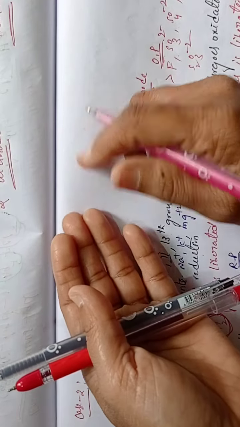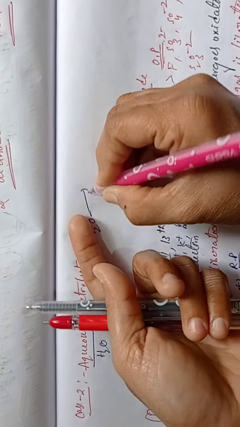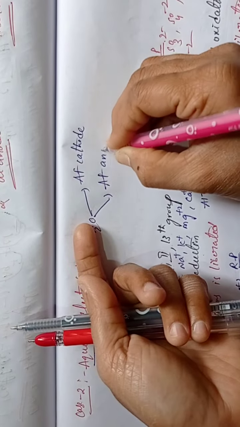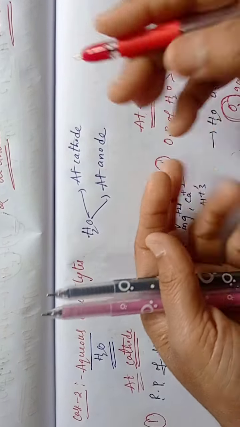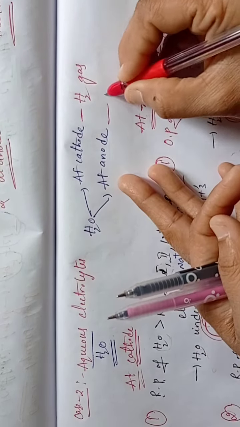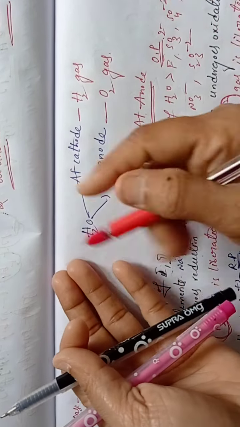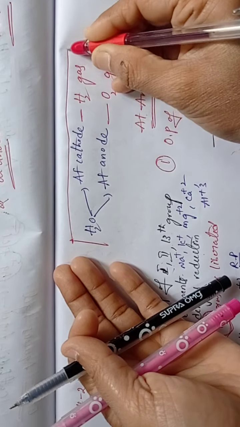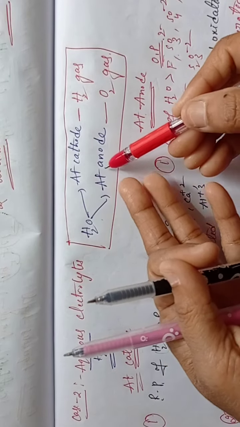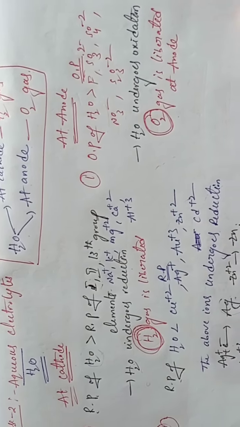Now I am taking water at cathode and at anode. Which gases are releasing, students? Just remember this one. At cathode, hydrogen gas is liberated. At anode, O2 gas is liberating. If water undergoes reduction at cathode, it produces hydrogen gas. If water undergoes oxidation at anode, it liberates O2 gas. Clear this one?